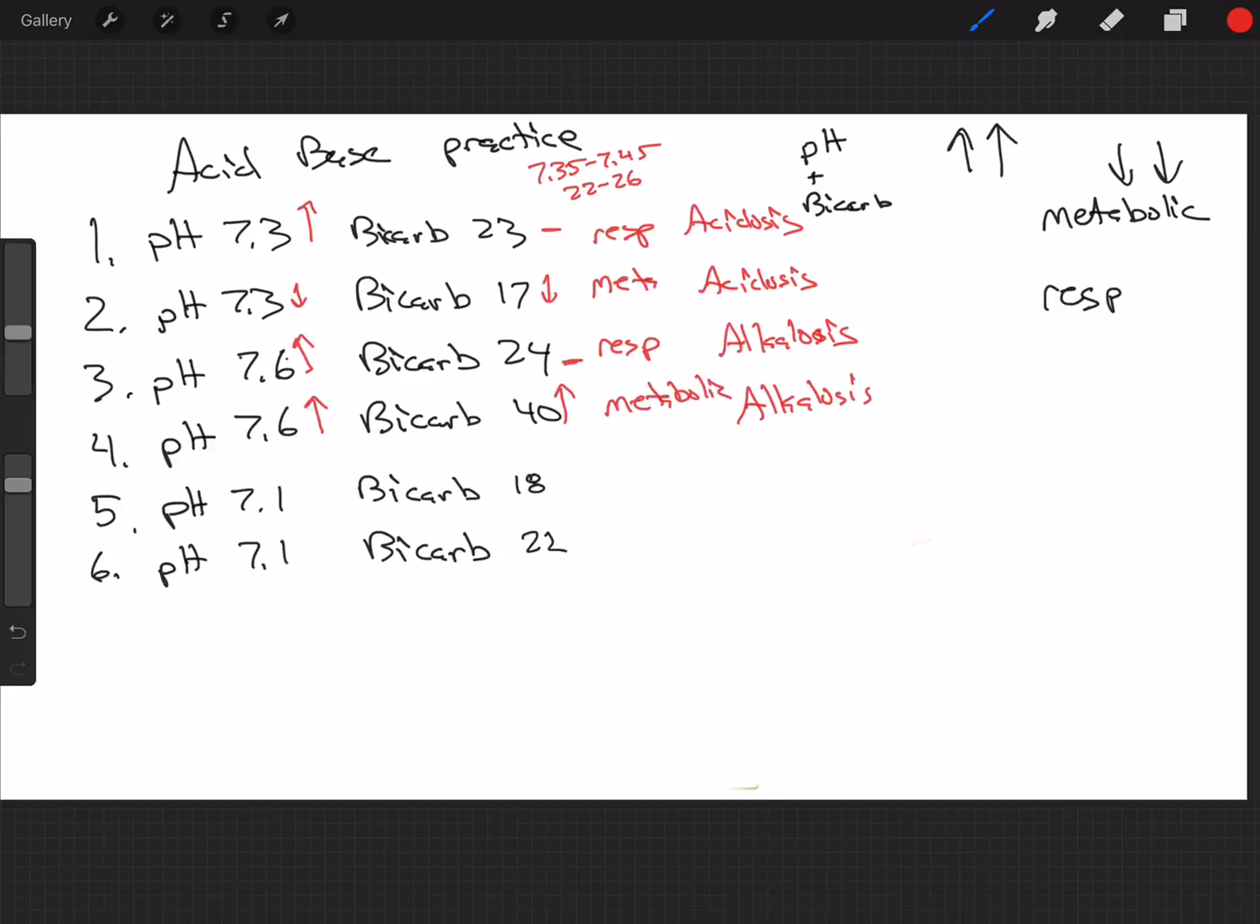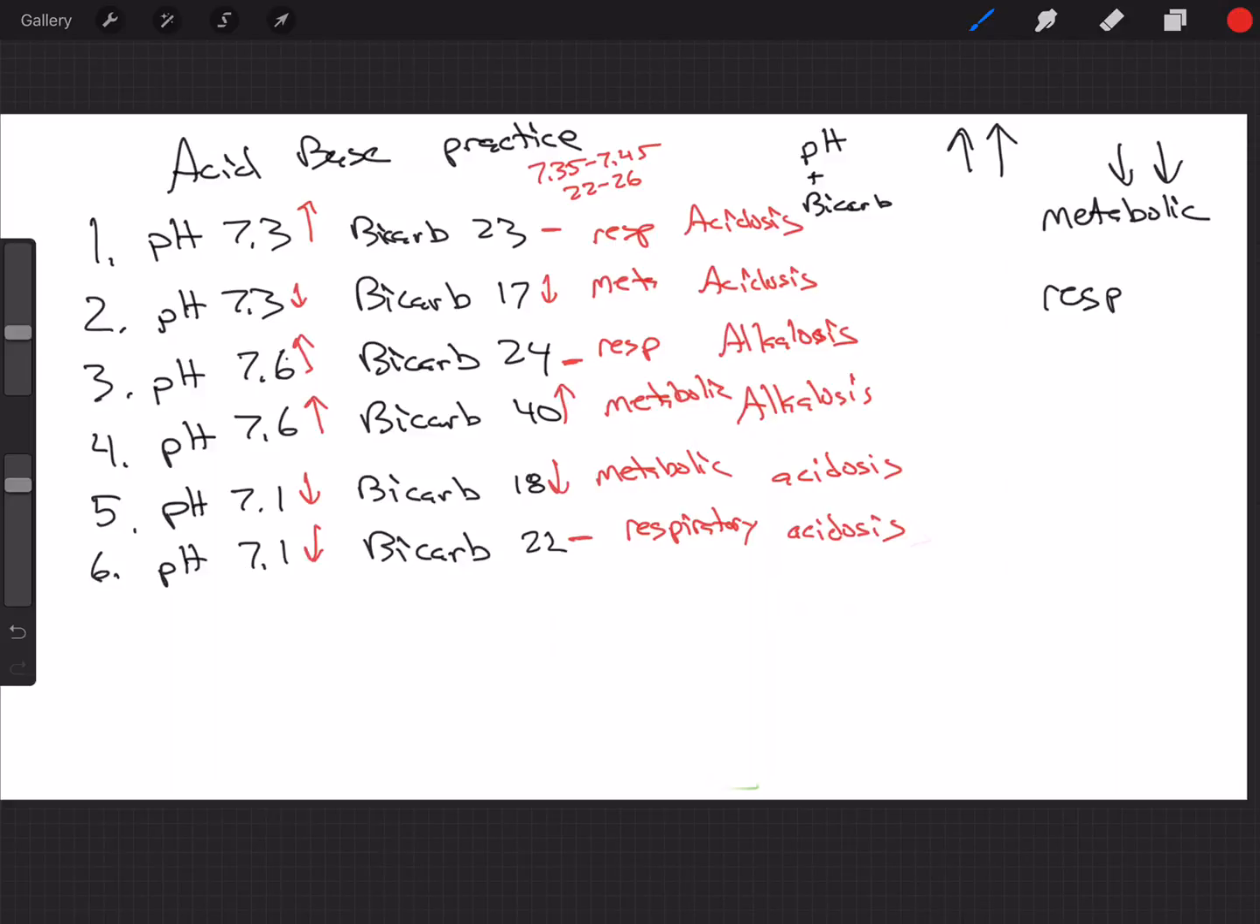All right, pH is 7.6, alkalosis. And bicarb is 40, so this went up, and this went up, so it's metabolic. Next one here, pH is 7.1, well, that's down, so that's acidosis. And then the bicarb 18, that's also down, so this is a metabolic acidosis. And then number 6 here, pH 7.1, that's acidosis. Bicarb of 22, that's normal, so it's respiratory. So this is, like I said, the very simple way of doing acid-base, looking at an ABG value and determining right off the bat, is it respiratory or is it a metabolic cause?